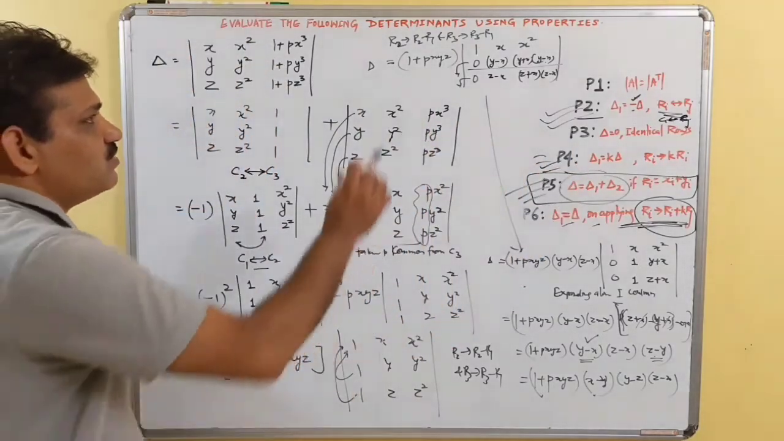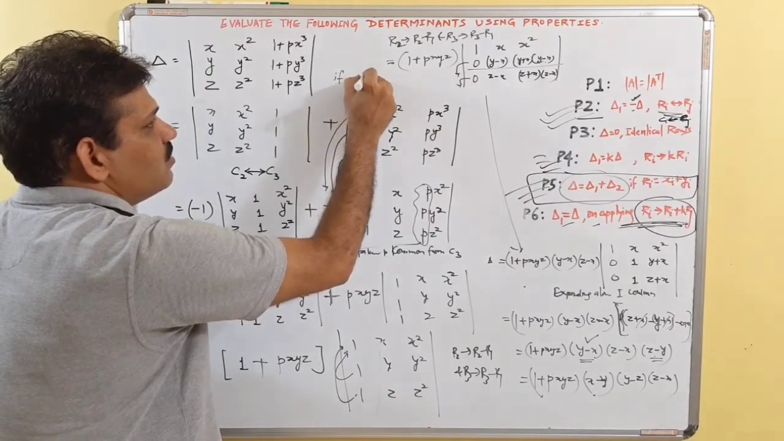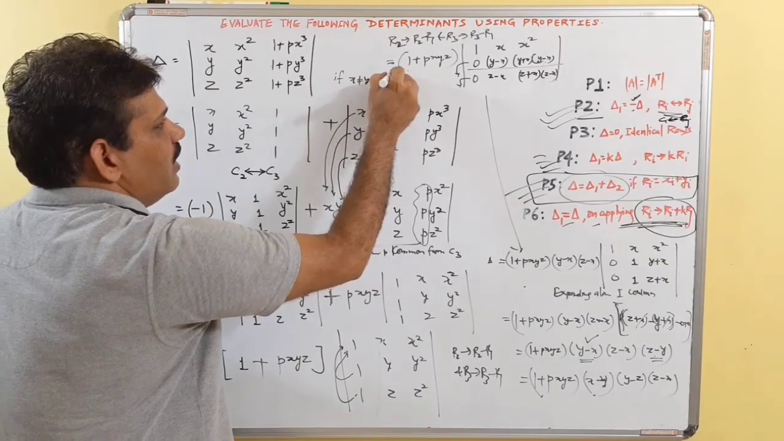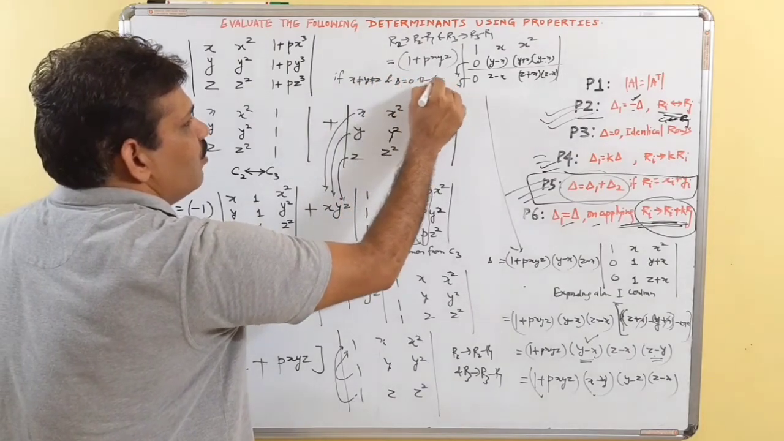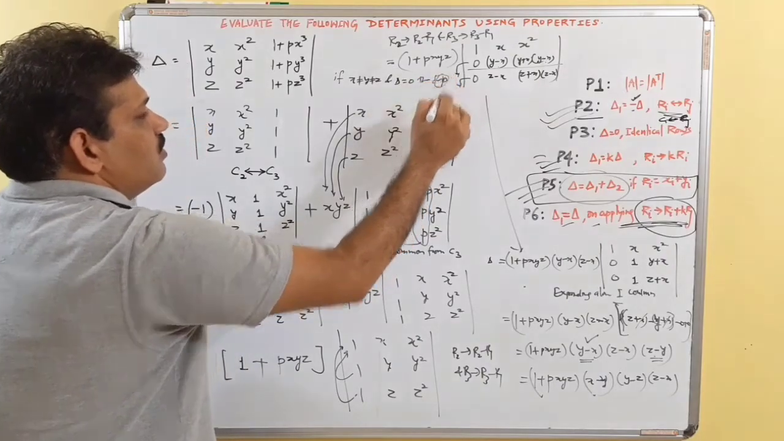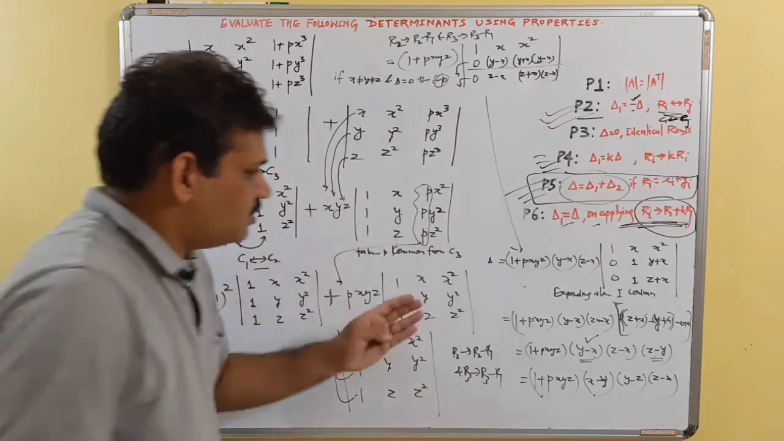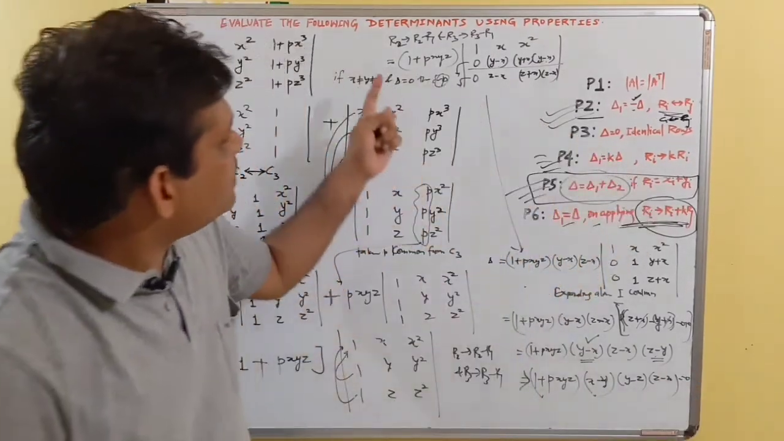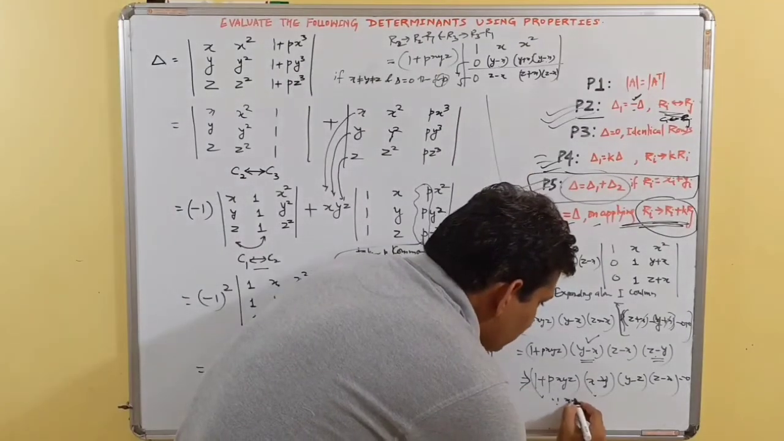Now, if I change the question, if I write: if x is not equal to y is not equal to z and delta is equal to 0, then find the value of p. See, delta is equal to 0. We solved this, this is equal to 0, so finally it gives this is equal to 0. But x is not equal to y is not equal to z.